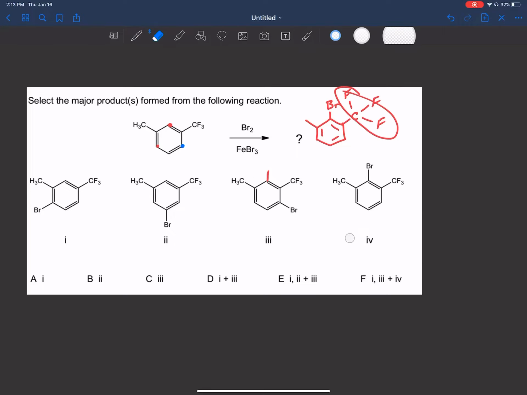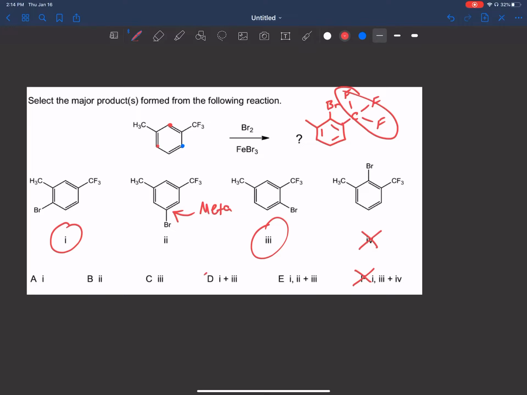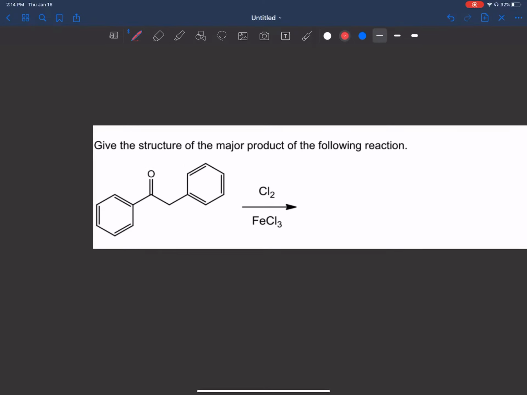So let's look at what our options were here. Here is the one we did not want, so let's cross that out, 4. Anything with 4 we'll cross out. And we wanted this guy, and we wanted this guy over here. Now this is the meta position, so remember, we don't want that. Methyls are ortho-para directing. So choice D is going to be our answer in this case, all right? 1 and 3. Let's look at this guy.